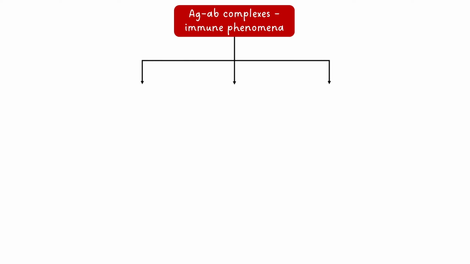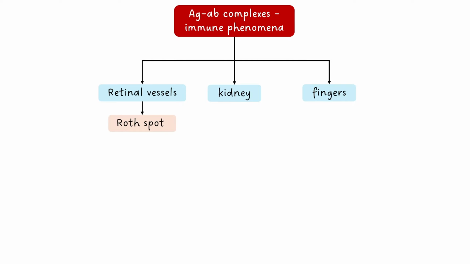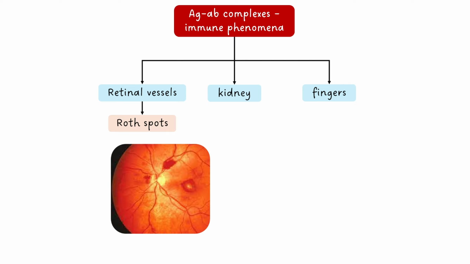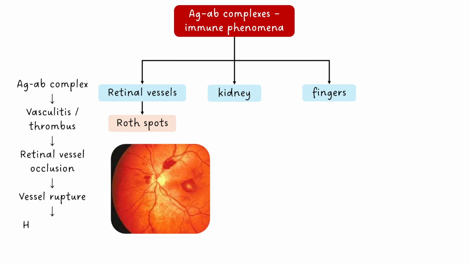Now, because of the antigen antibody complexes, there can be development of certain immunological phenomena that are visible at retinal vessels, kidney, and fingers. At retinal vessels, there is formation of Roth spots. The Roth spots are nothing but retinal hemorrhages with a pale, yellowish center if you observe. The antigen antibody complexes will result in vasculitis or thrombosis in the retinal vessel, and that will result in retinal vessel occlusion. Because of increased pressure, the vessels will rupture and there is hemorrhage at that particular site. Then why is there a pale center? This pale center in the midst of the hemorrhage is because of vasculitis or leukocytes.